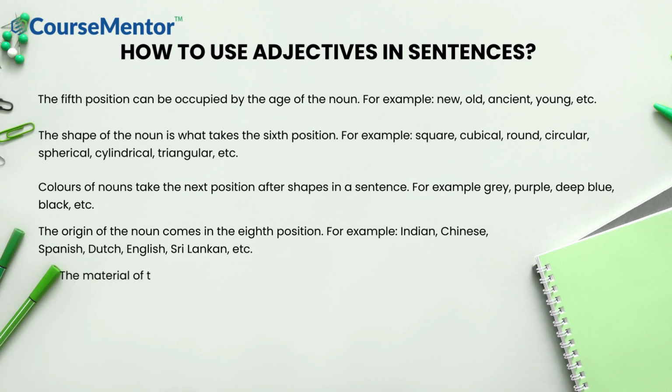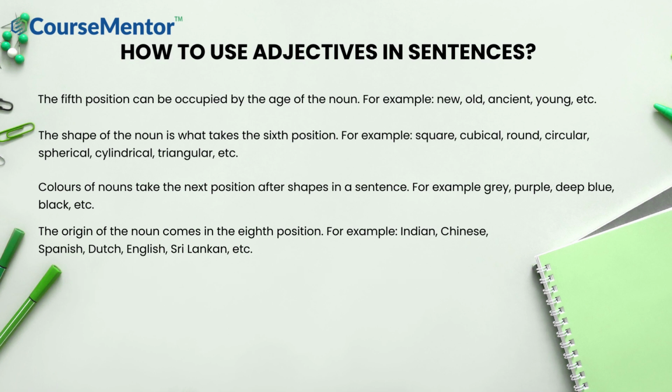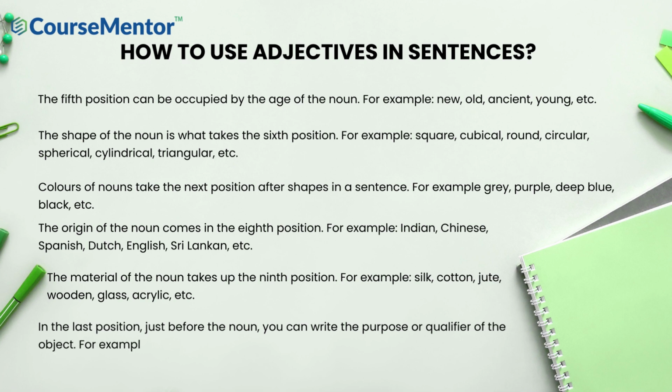The material of the noun takes up the ninth position. For example, silk, cotton, jute, wooden, glass, acrylic, etc. In the last position, just before the noun, you can write the purpose or qualifier of the object. For example, sports, uniform, mending, machine, denim, shirt, jute, sari, painting, brush, etc.